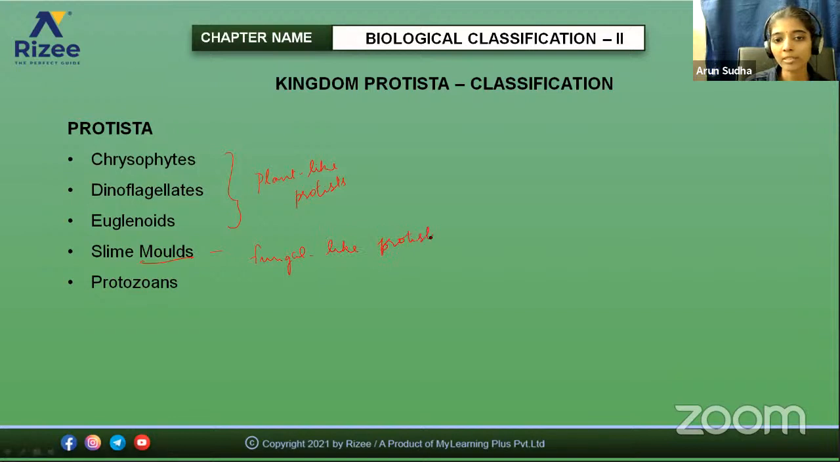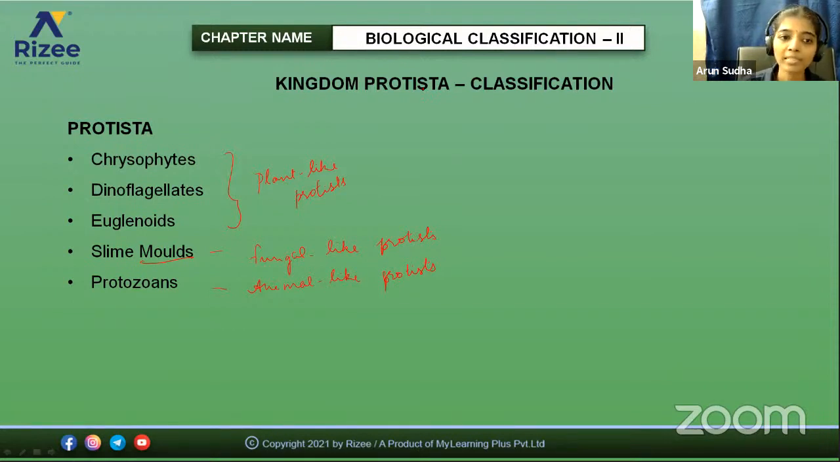So Protista includes the plant-like Protists, then fungal-like Protists, and those that have more properties of animals, so they are animal-like Protists. So this includes all types of organisms. Some scientists will say whatever is included under plant-like Protists can also be included under plants. And the protozoa, the animal-like Protists, can be included under animals also. So there is a difference of opinion between the scientists. There is no clear, well-defined boundary that a particular organism should exist in the Protists.